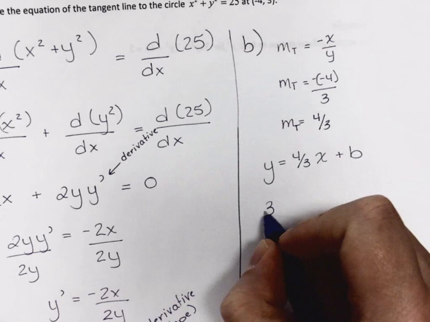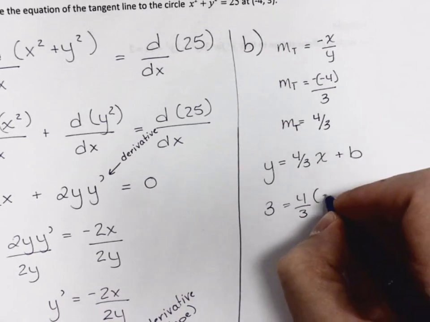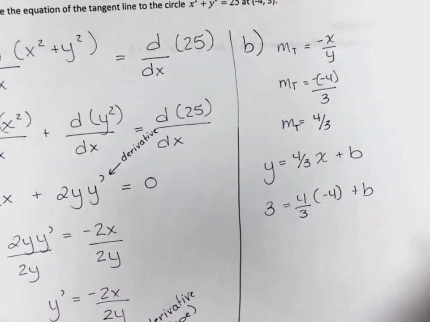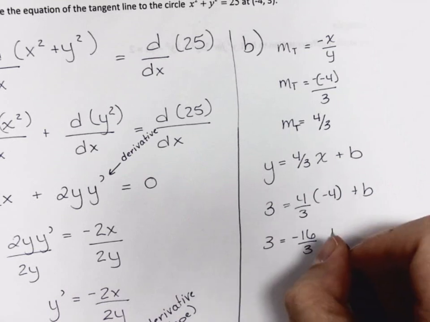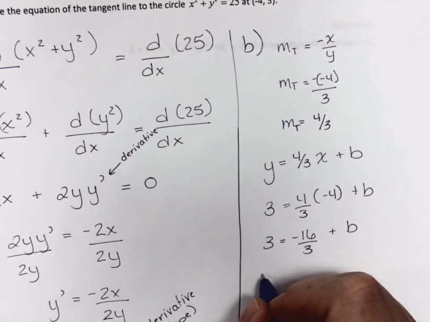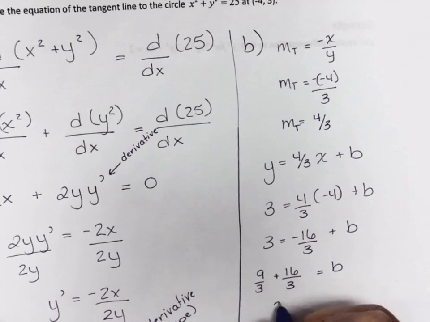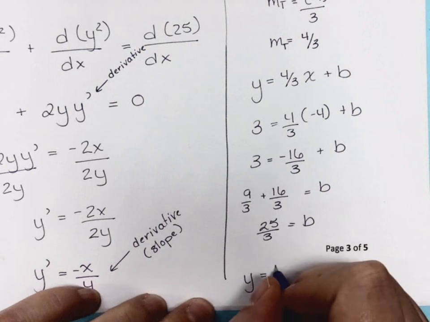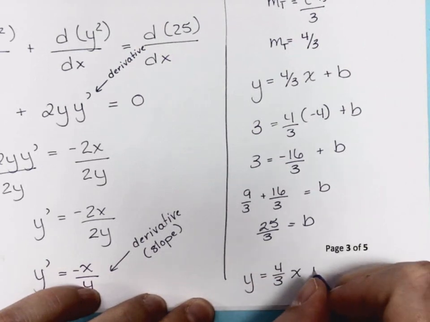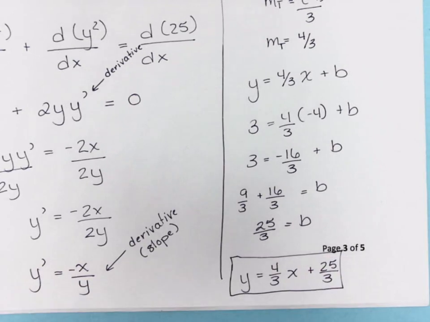So we haven't done the equation of the line yet. Again, we're just going to substitute those values in the right places and solve for the y-intercept. So the equation of the line is going to be y equals 4/3 x plus 25 over 3. And that's the equation of the line.